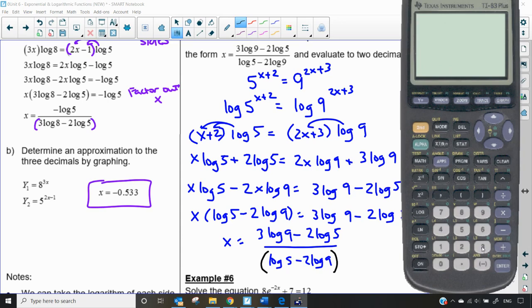So we're going to have 3 log 9 minus 2 log 5. Now I'm going to actually hit enter here first, and then I'll divide by the next part. So divide by, in brackets, log 5 minus 2 log 9. And that's going to give me negative 1.211 to 2 decimal places. So negative 1.21.